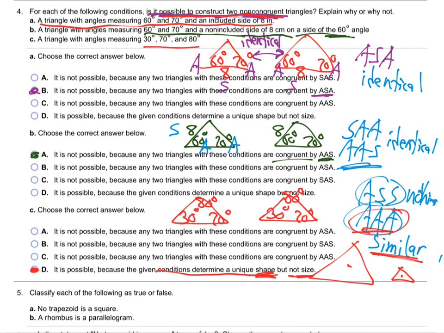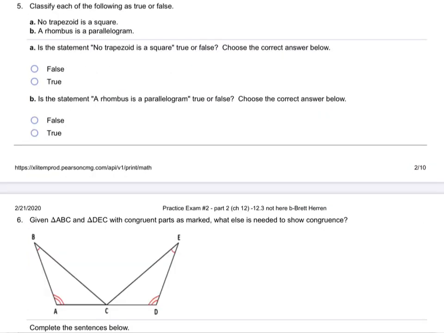So remember, AAA only proves they're similar, same shape, but not the same size. And ASS, the bad word, proves nothing. All the other 3-letter combos prove that the 2 triangles are congruent, meaning identical.